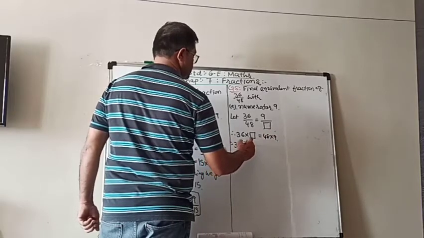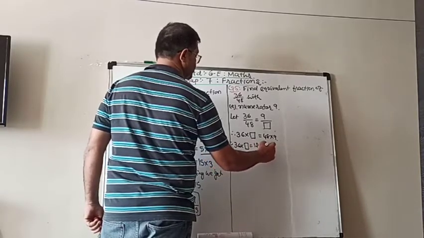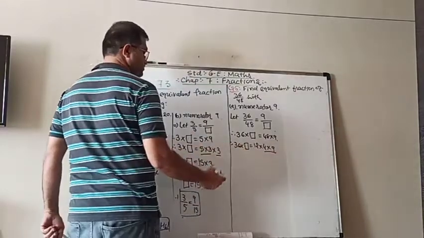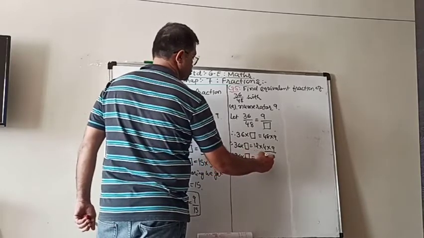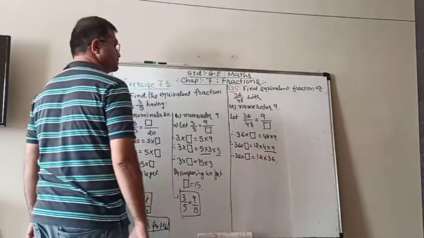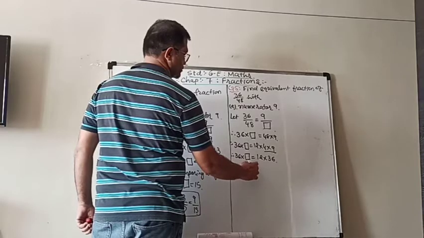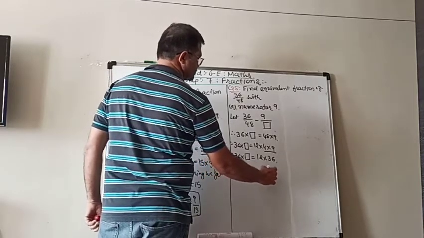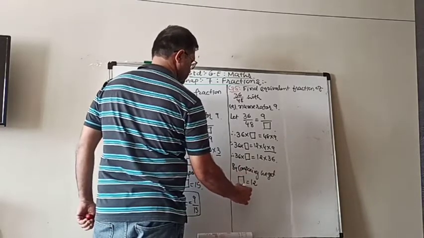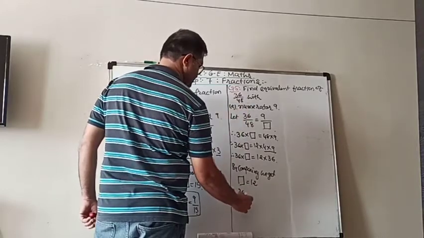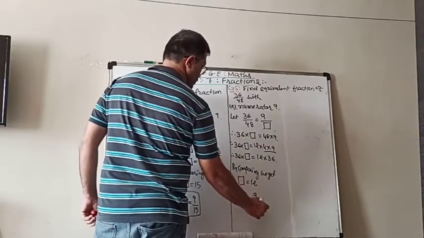48 can be split as 12 multiplied by 4. So now 9 4s are 36. So 36 multiplied by box, 12 multiplied by 36. So by comparing, what do we get? Box is equal to 12. Therefore, 36 upon 48 is equal to, we can replace 12 in the box, so 9 upon 12.